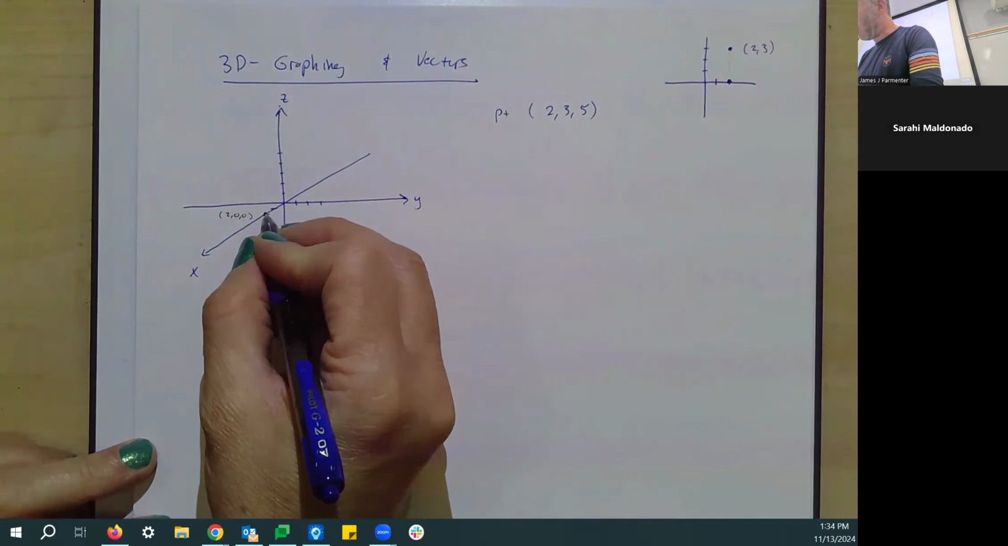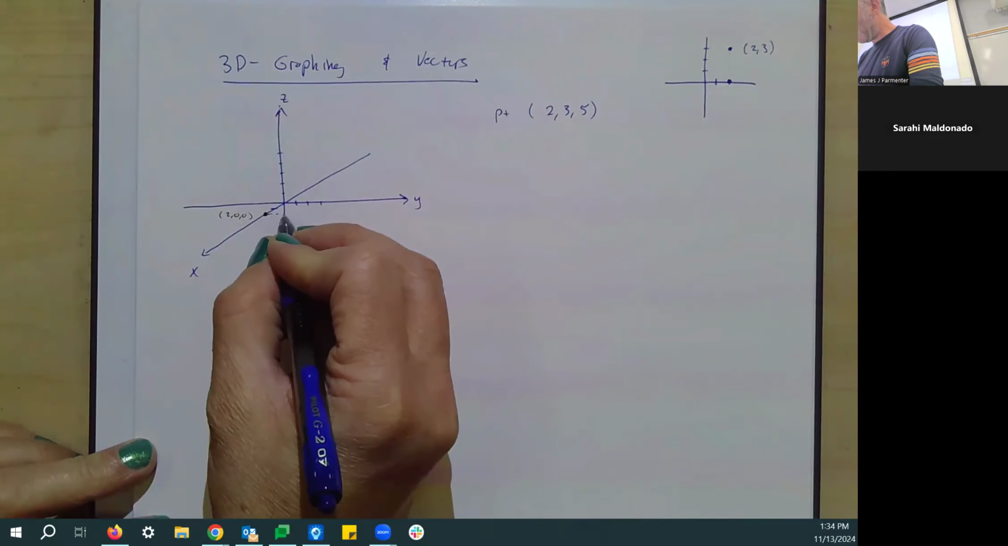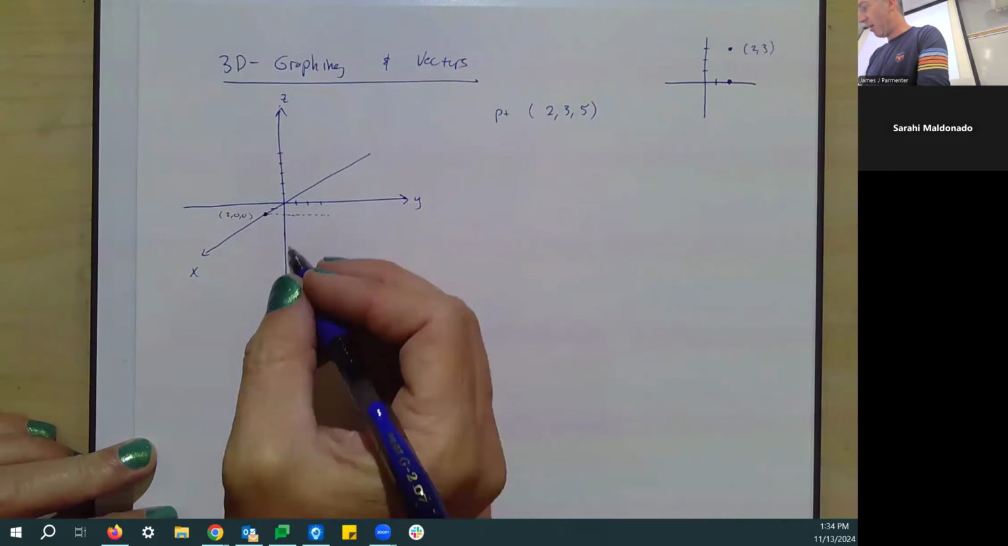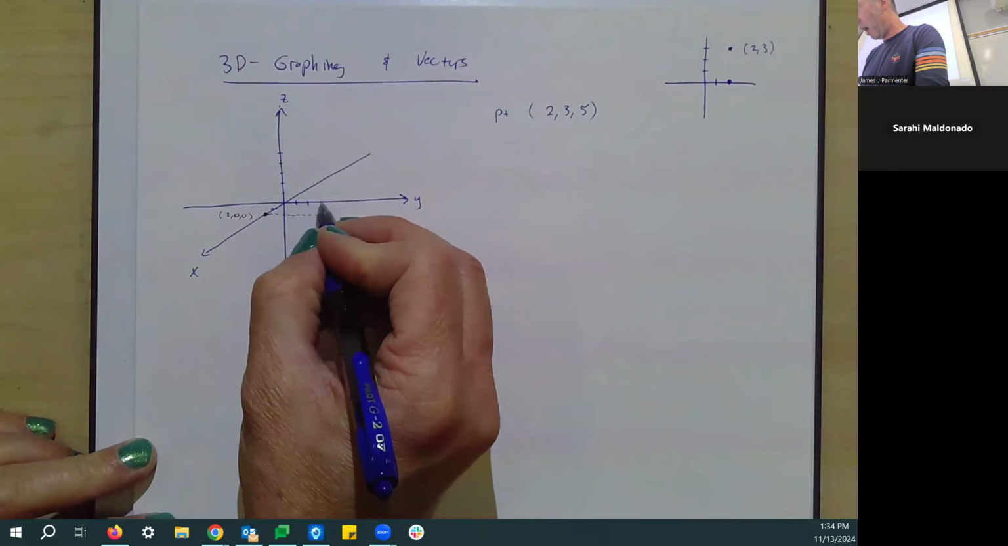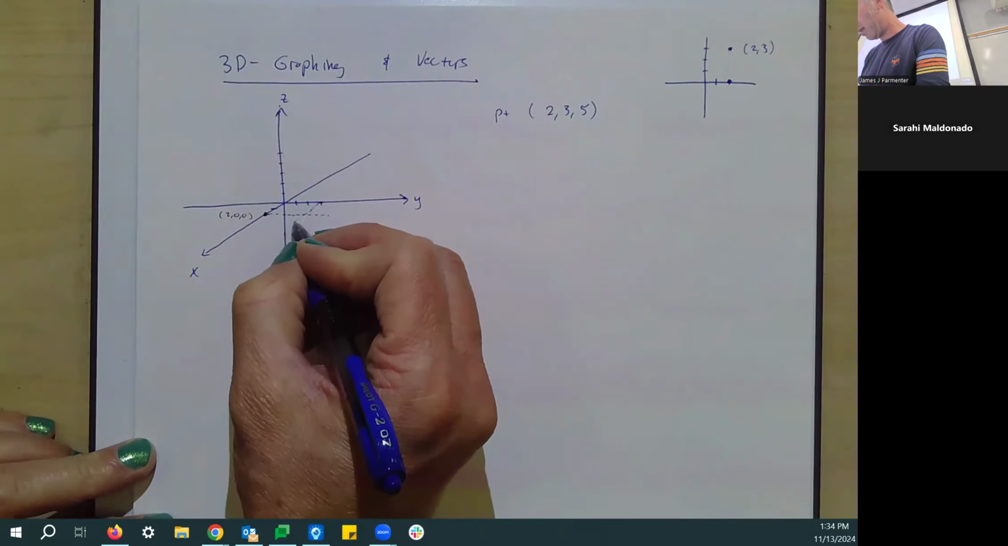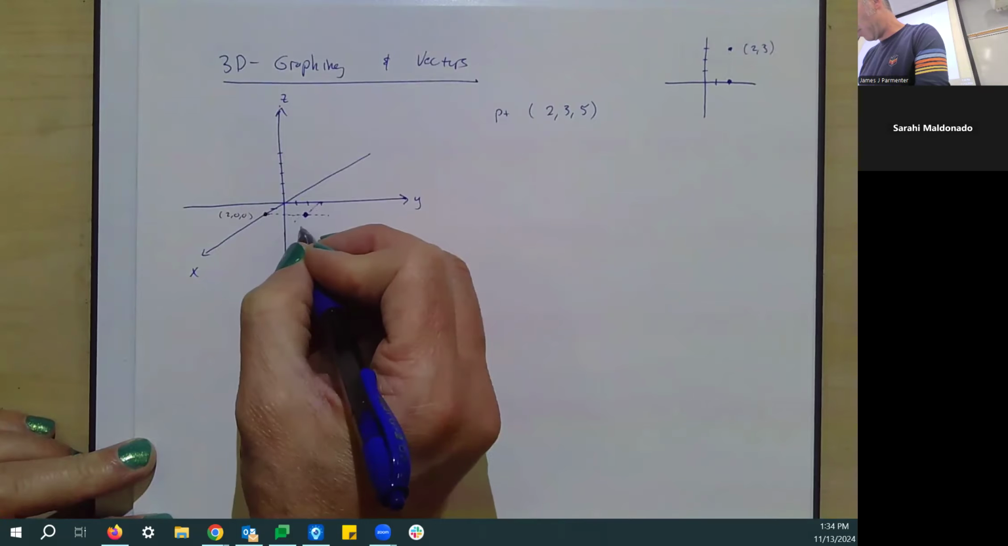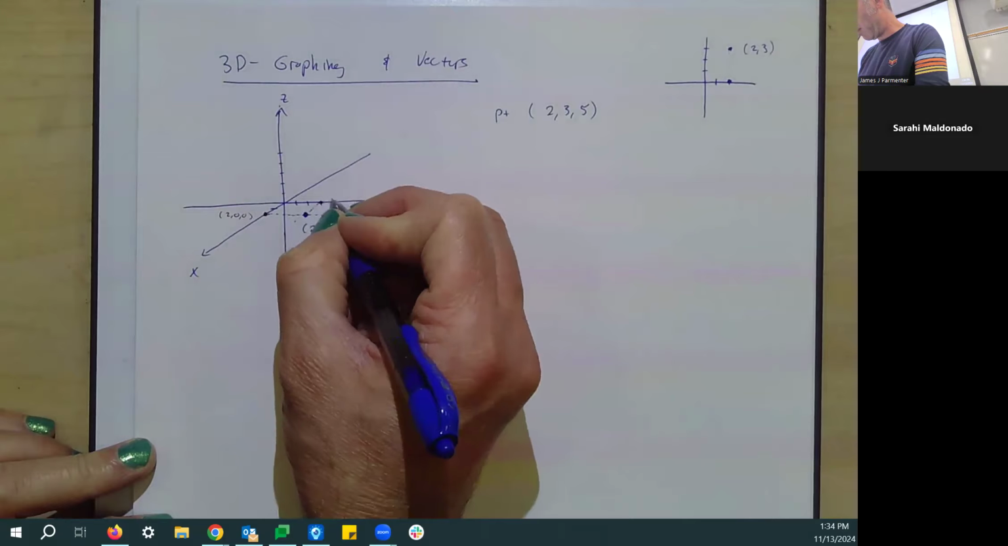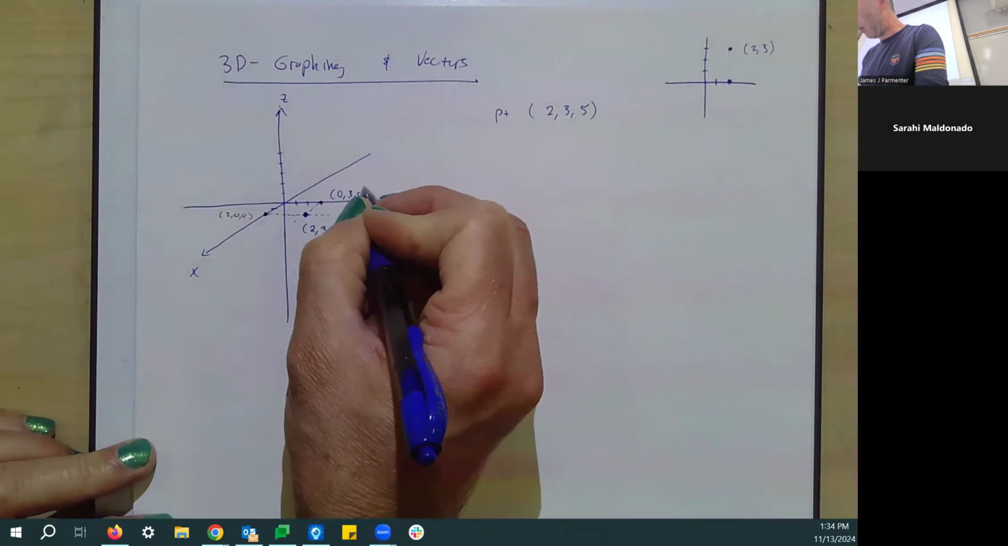So then from there, I'm going to go 3 in the y direction. And really what I'm actually going to do is I'm going to go that way. I went too far. And then from the y point that's 3 over, I'm going to go 2 in the x direction, parallel to the x-axis. So right there, there's my point 2, 3, 0. Here's the point 0, 3, 0.